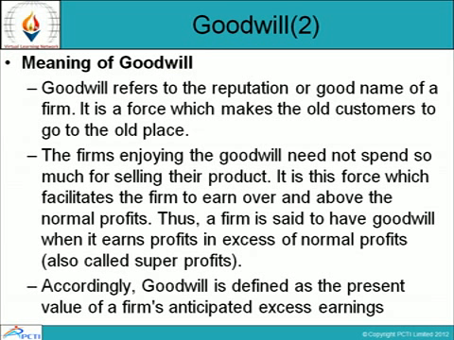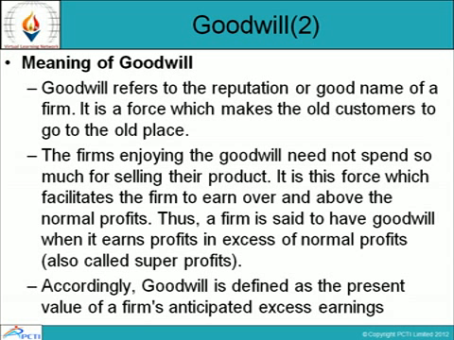Meaning of goodwill. Goodwill refers to the reputation or good name of a firm. It is a force which makes the old customer go to the old place. In other words, goodwill means a reputation of the firm by which old customers come to the old place for purchasing their needed goods. The firms enjoying goodwill need not spend so much for selling their product. It is this force which facilitates the firms to earn over and above the normal profit.